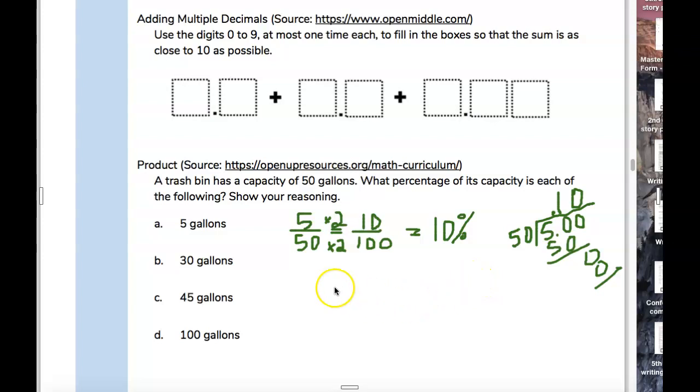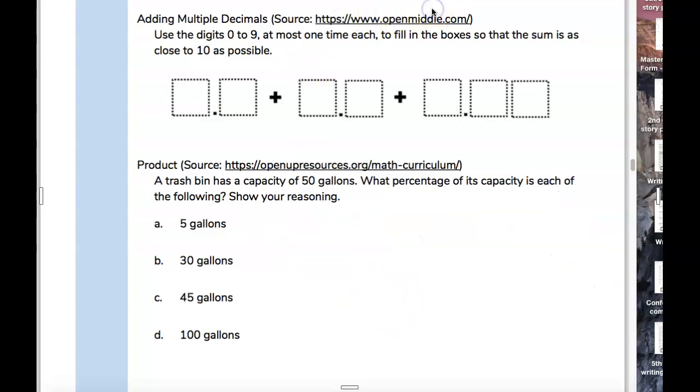So you're just going to put 30 over 50 equals 100 on the bottom. All right, 50 times 2 is 100, so 30 times 2 is what? Okay? All right, is that it for today? Let's just check.